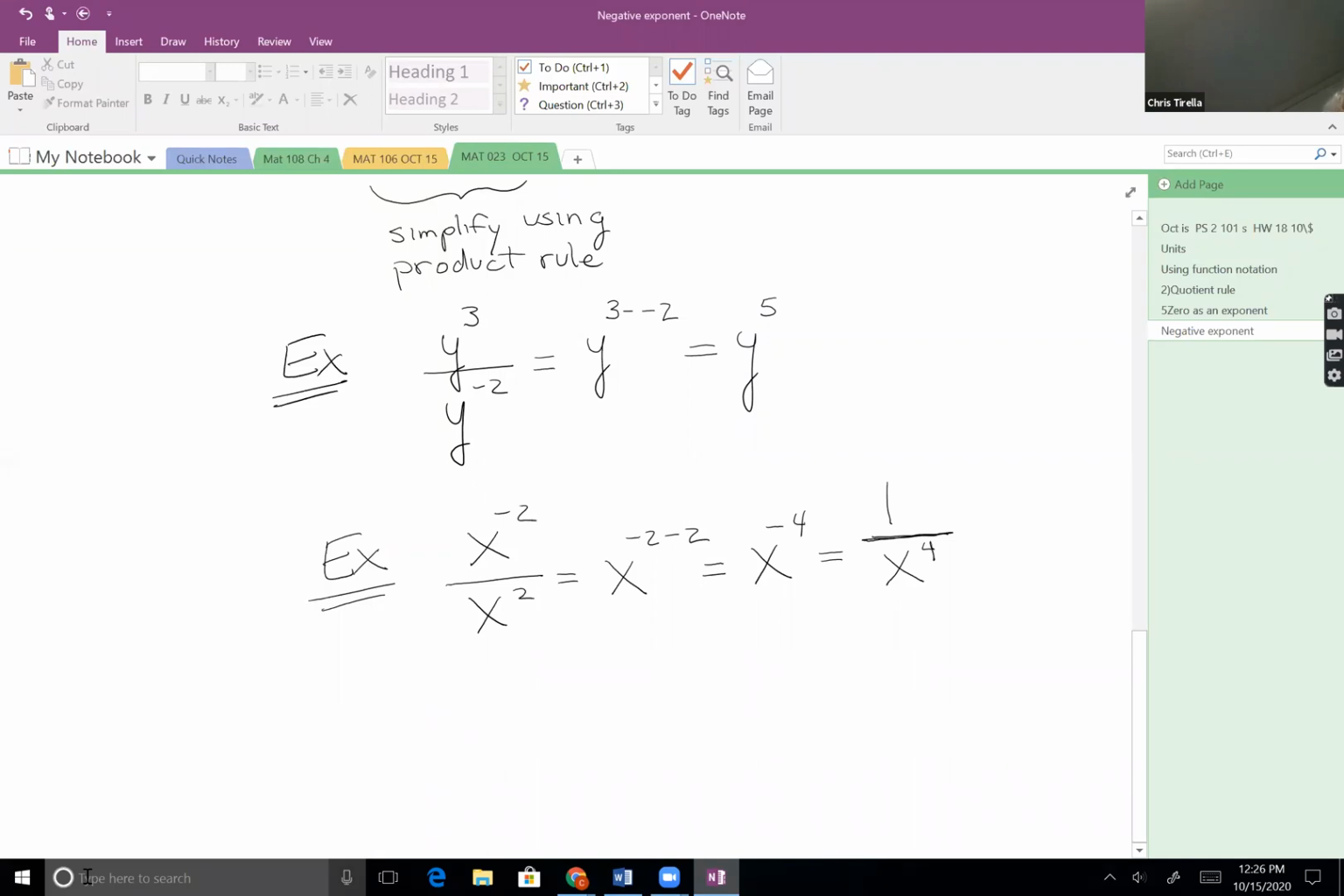How's this look so far? Let's do a couple more examples, and I know it's a little early, but I don't want to throw too much at you all in one day. So let's just do a few more negative exponent examples and then call it a day, if that's all right with everybody. Thank you.